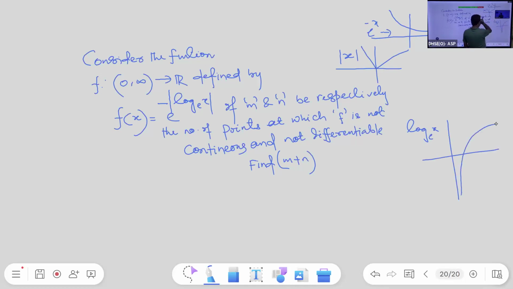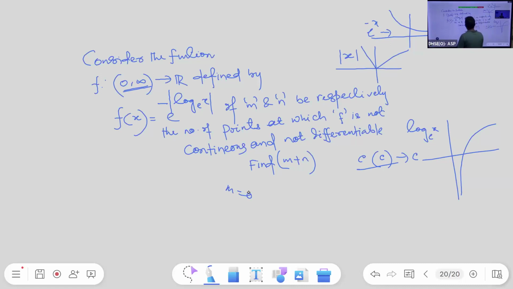The graph of the function is like this. Clear? So composition of continuous functions is a continuous function. So this function is continuous everywhere in its domain, that is 0 to infinity. So clearly the value of m is equal to 0, right?